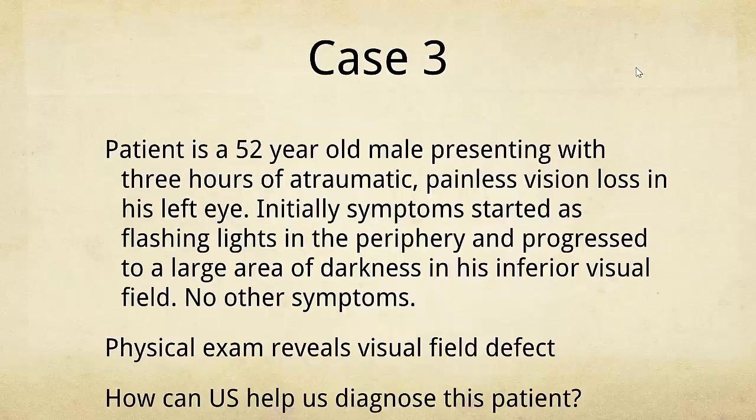So let's talk about case 3, the 52-year-old male presenting with 3 hours of atraumatic painless vision loss in his left eye. His symptoms started as some flashing lights in the periphery and progressed to a large visual field deficit in his inferior visual field. No other symptoms to speak of. Physical exam reveals an inferior visual field defect in his left eye. So how can ultrasound help us with this patient?